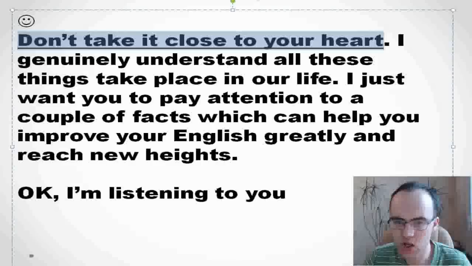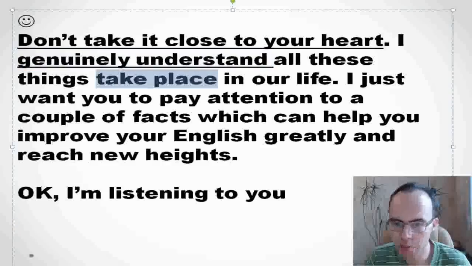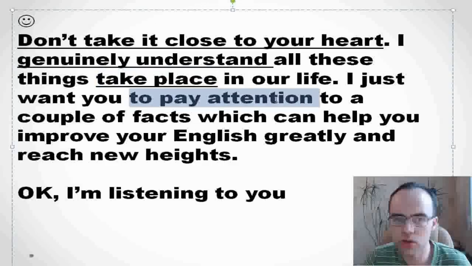I generally understand all these things take place in your life. I generally understand means I really understand, so I truly understand. All these things take place, it means they exist in our life. So they happen. These things exist in our life, it's true. I just want you to pay attention to a couple of facts. Yeah, I just want you to pay attention. Pay attention means that I just want you to look at or pay attention to a couple of facts.